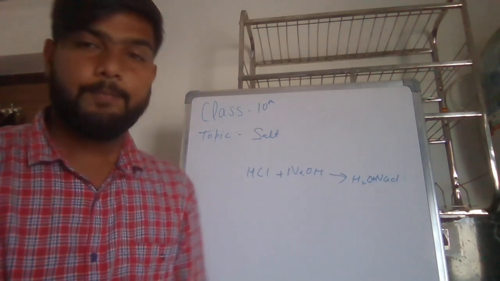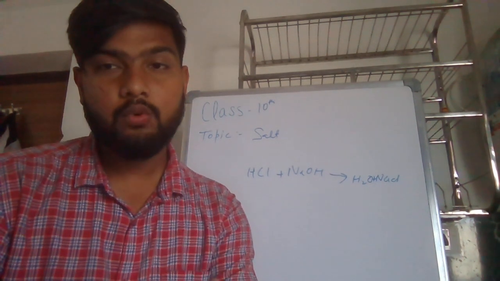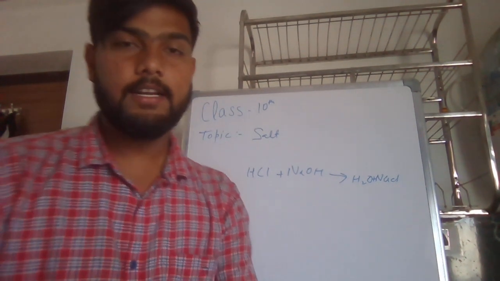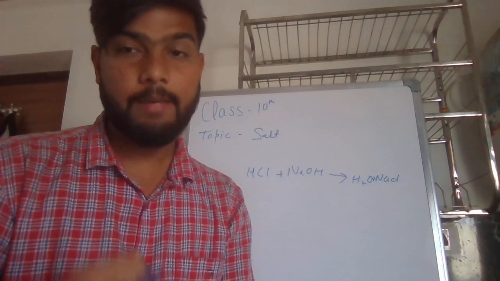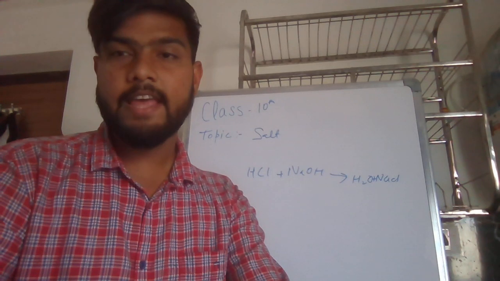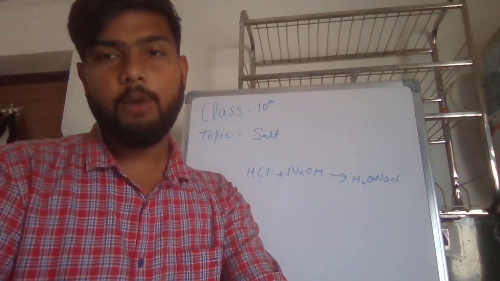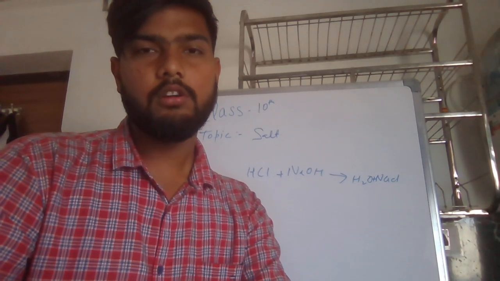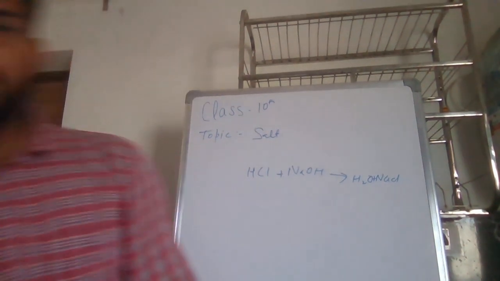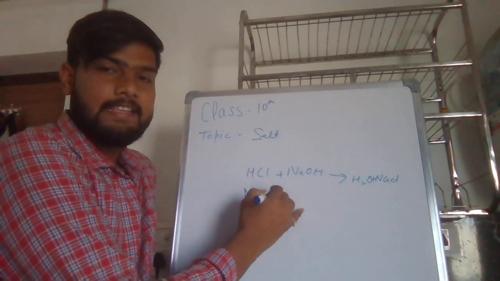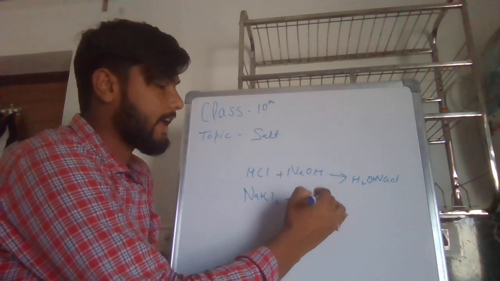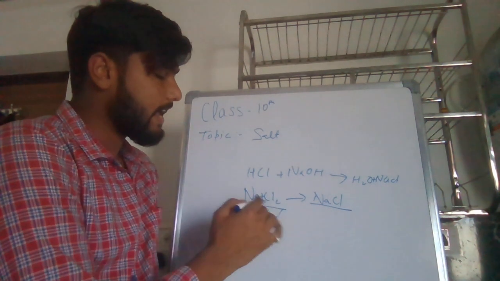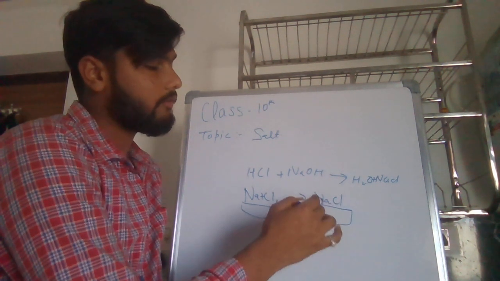There are a number of salts, but sodium chloride is the most common among them. Sodium chloride is also known as table salt or common salt. Sodium chloride is used to enhance the taste of food. Here we see Na plus Cl2 making NaCl. The reactant is Na plus Cl, and the product is NaCl.